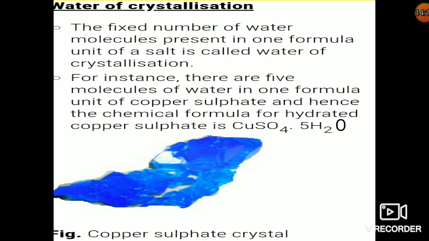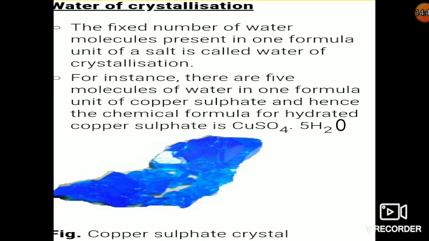Now, one more example is given. There are 5 molecules of water in one formula unit of copper sulfate, and hence the chemical formula of hydrated copper sulfate is CuSO4.5H2O. So what will be the water of crystallization here? Water of crystallization present in hydrated copper sulfate is 5. 5 water is there in the formula, so water of crystallization is 5. You have seen this copper sulfate in the lab as well, okay.